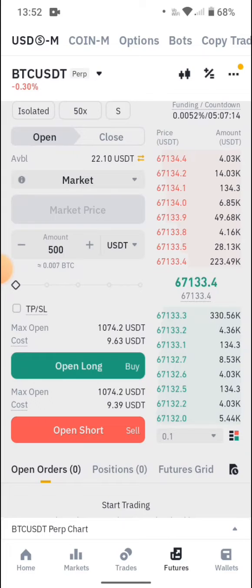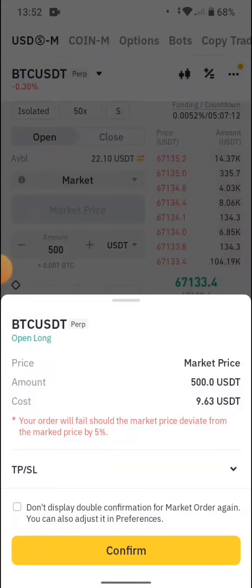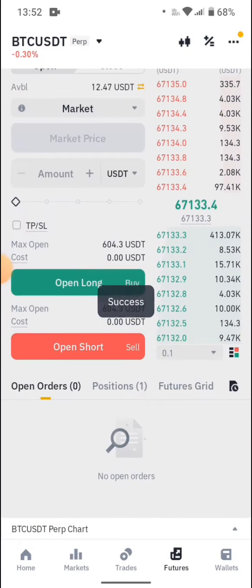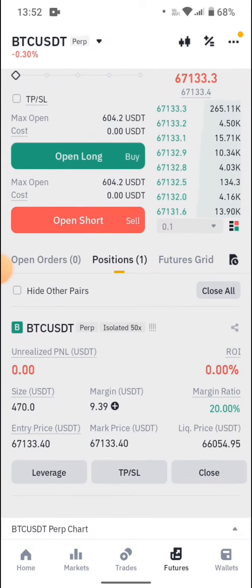So for now, let's open. This is how we are going to enter the BTC trade. If you want, you just do this and tap Confirm. Successful. All right. Now, when you open, you come to positions. So now we are in the trade. We are currently in the open trade.